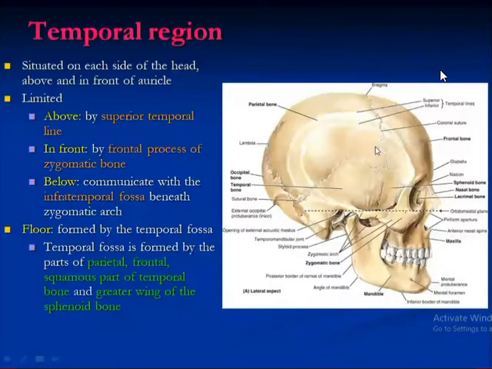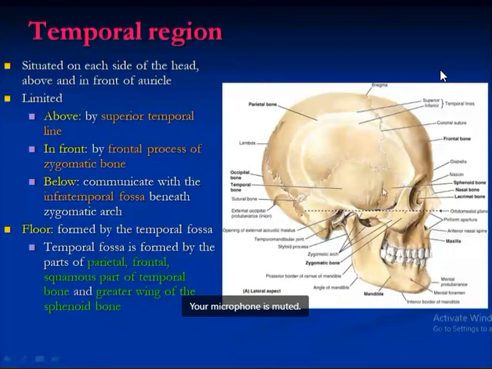What is the location of the temporal region? It is situated on either side of the skull, present above and in front of the auricle. Can you see the external acoustic meatus over here, just above and in front of this one? On either side of the head, or either side of the skull, we have the temporal region.